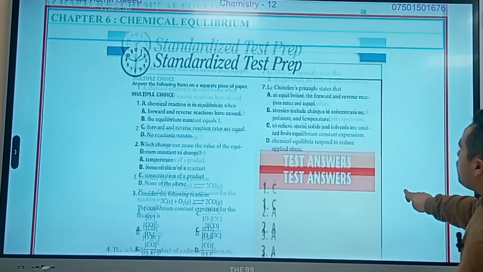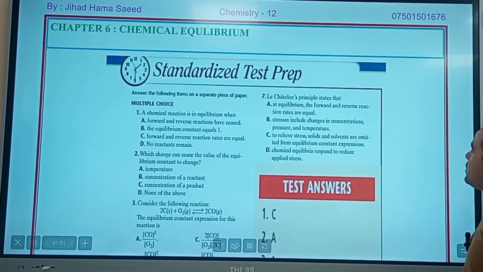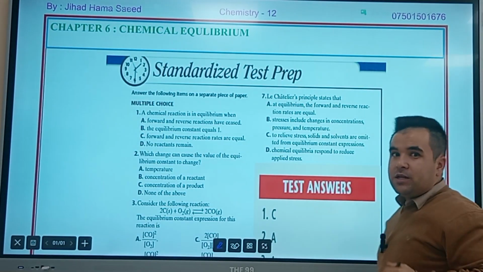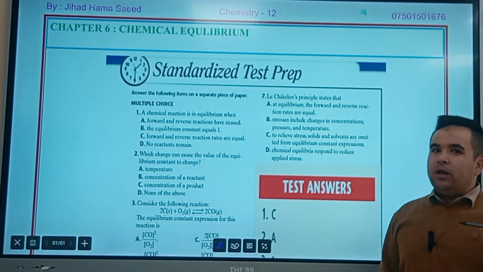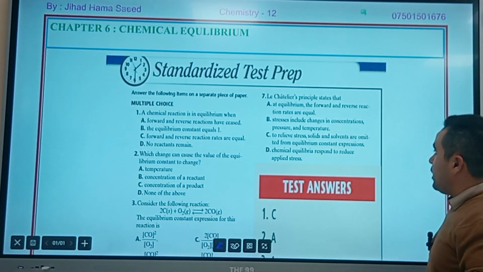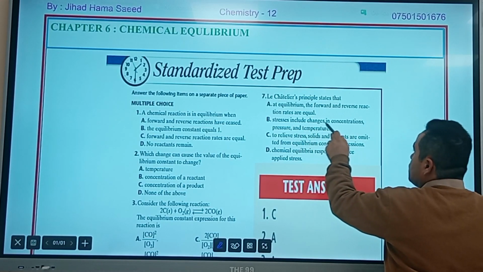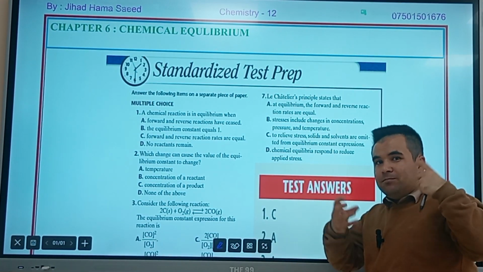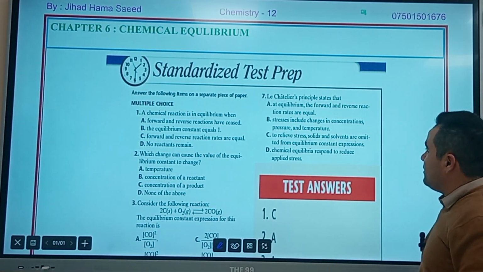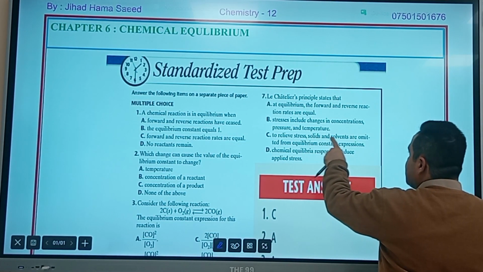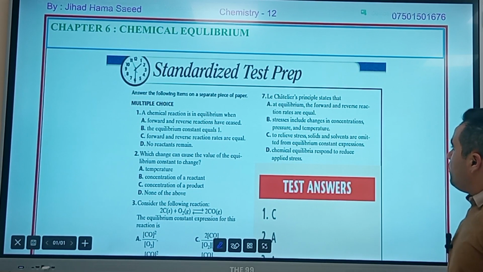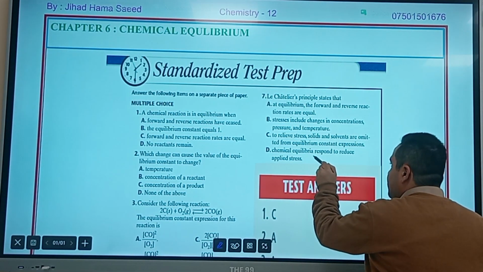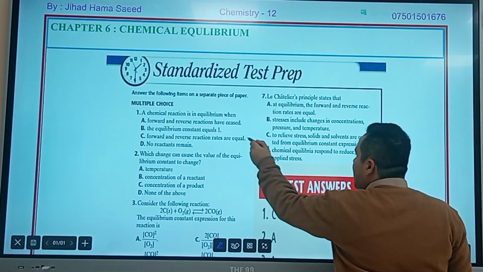The last question, question 7. Le Chatelier's principle states that at equilibrium the forward and reverse reaction rates are equal. This is true, but it's not the statement of Le Chatelier. Stress includes changing concentration, pressure, and temperature. True, but it's not the statement that Le Chatelier stated. Guys, to relieve stress, solids and solvents are omitted from the equilibrium constant expression. It's not that either.